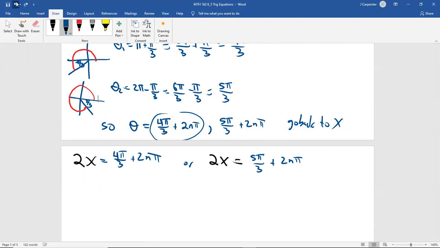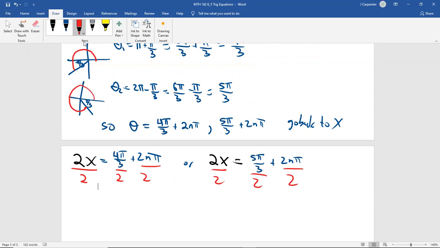These used to say theta equals, now they say 2x equals because theta is literally 2x. We made that decision. Now all we do is solve for x, which is literally nothing to do. You just divide each thing by 2. Divide each thing by 2.